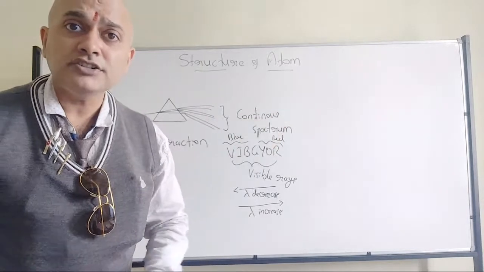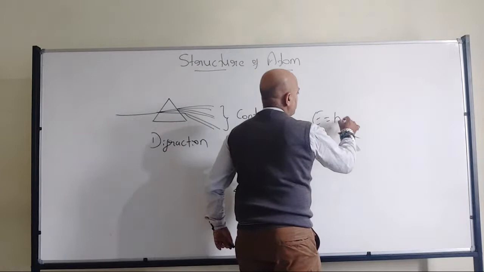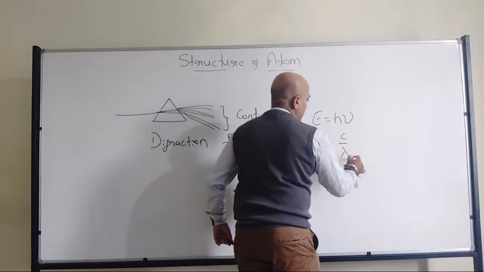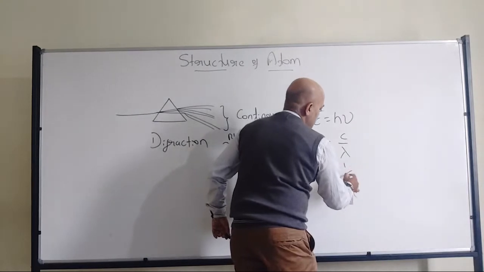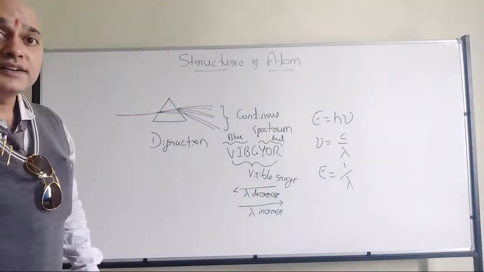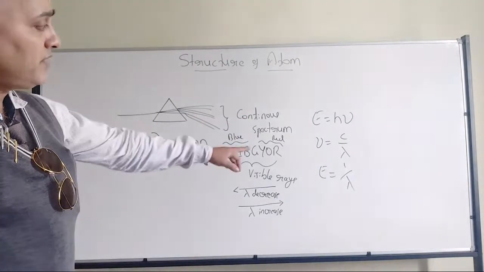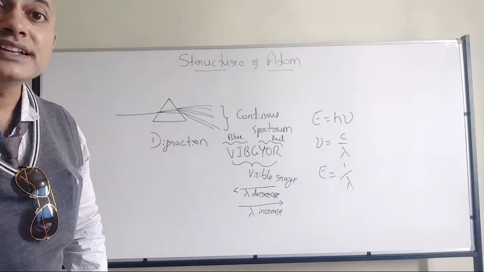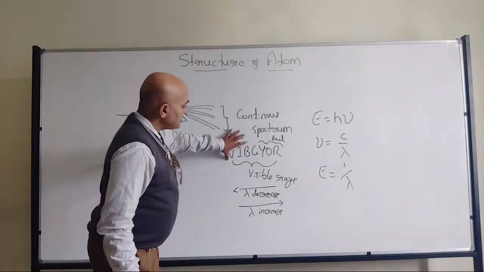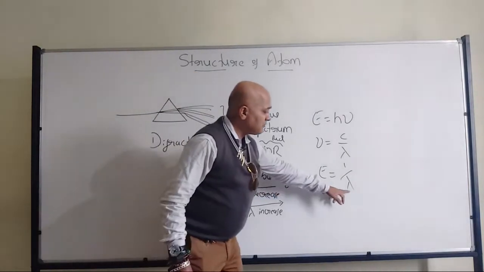All of you have understood? So that is because we have E is equal to h nu, and then we have nu is equal to c by lambda. Then we have E is equal to 1 by lambda. So according to that, frequency and energy are directly related, but wavelength and energy are inversely related. Don't get confused. So therefore, blue region will have the higher energy because there is a decrease in the wavelength.